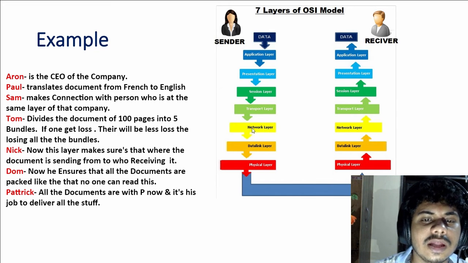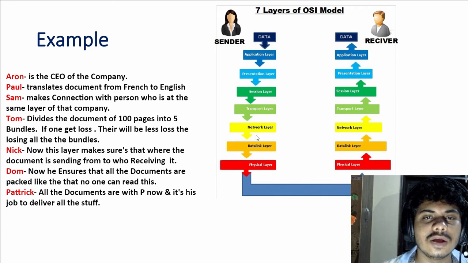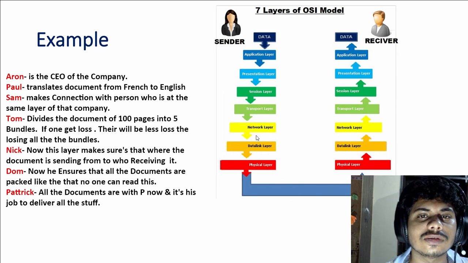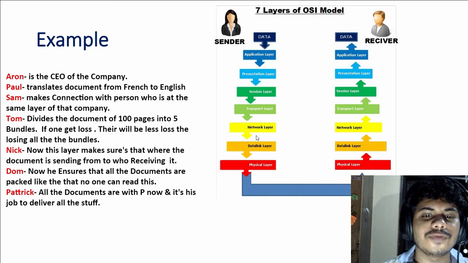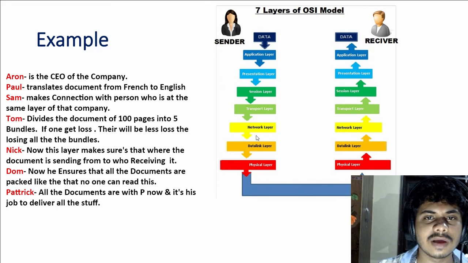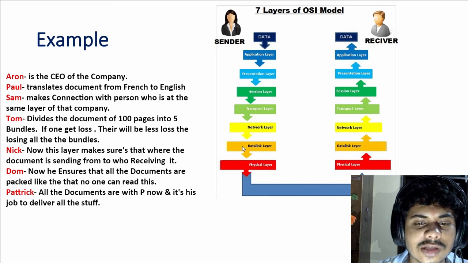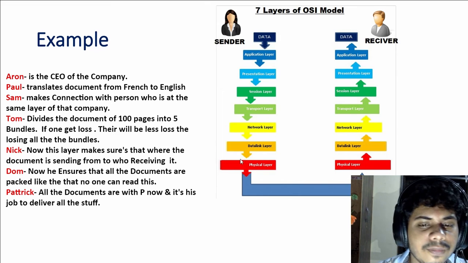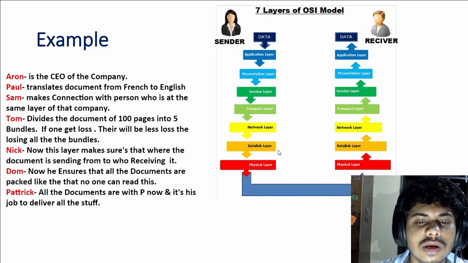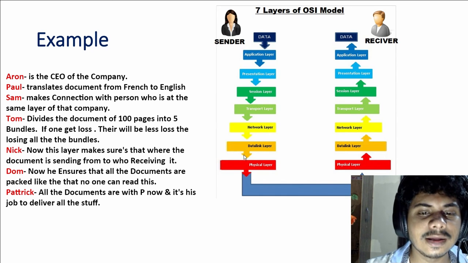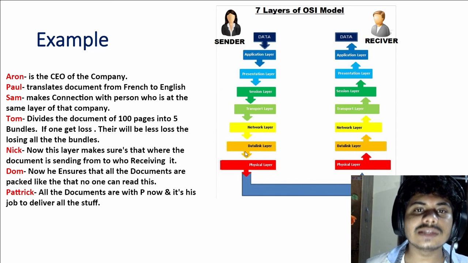Now the network layer ensures the MAC address, the IP address, all the things, the address of a network. So the network layer ensures whether the network is right or not. So is this the right network or not? Now the network again passes that file to the data link layer, and it is the responsibility of the data link layer to ensure that the data is safe.